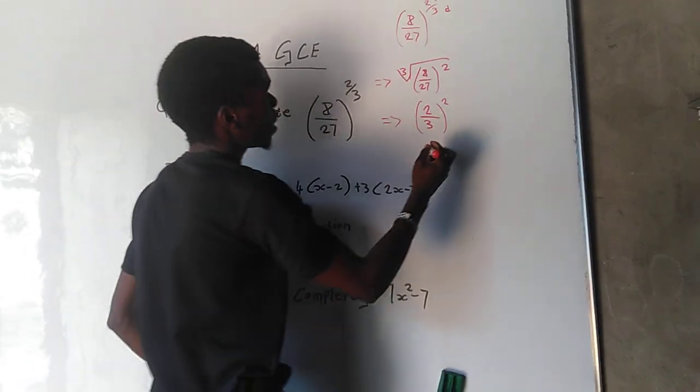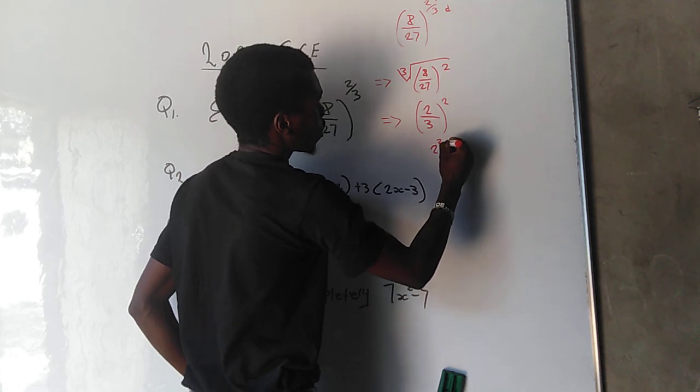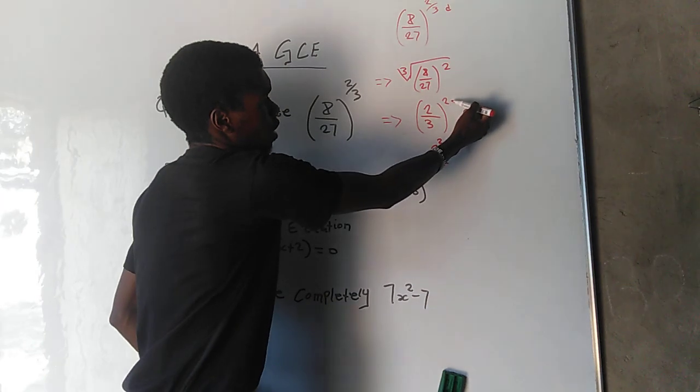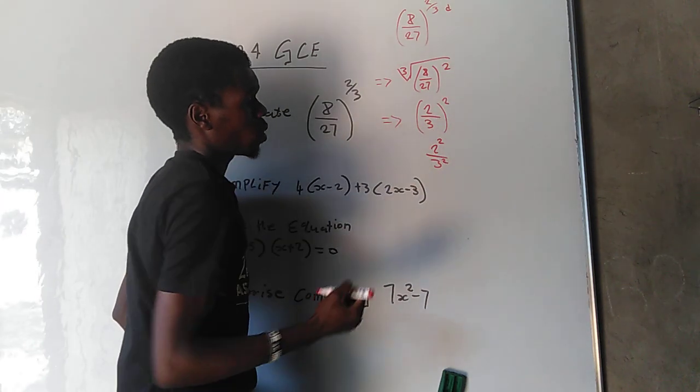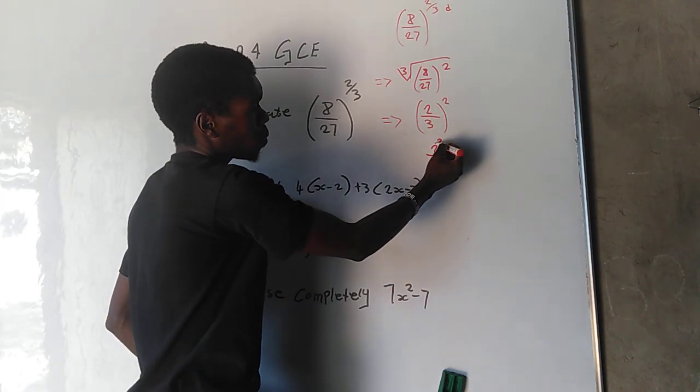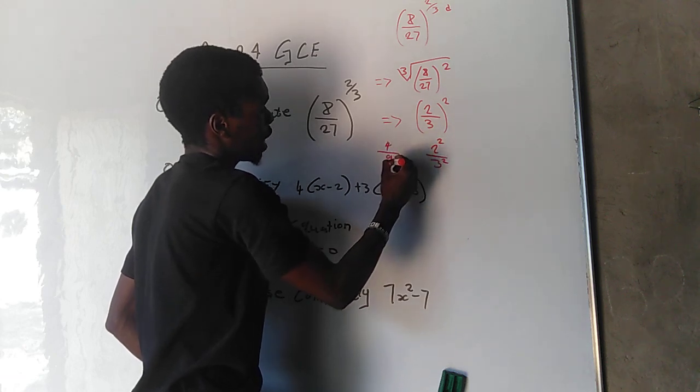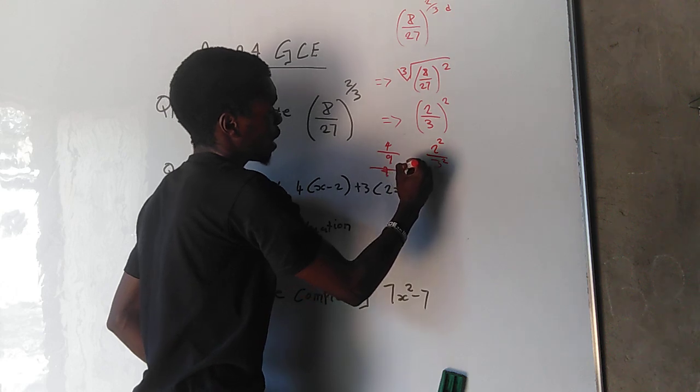So now this simply means 2 to the power 2 over 3 to the power 2. This power 2 is for this one, it's also for this one. Then 2 to the power 2 is 4, over 3 to the power 2, which is 9. This is your final answer.